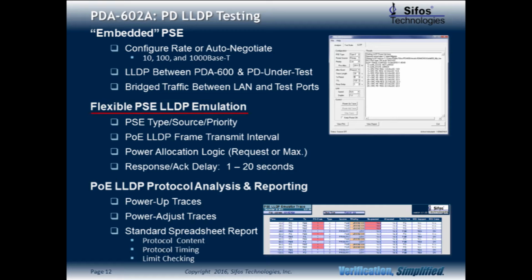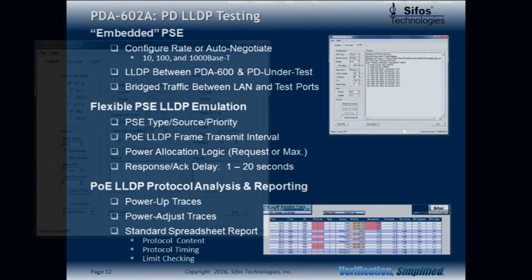The PDA600 can flexibly emulate different LLDP behaviors of PSEs, including control of protocol content and protocol timing. It can even emulate PSEs that are overly slow in responding to PD power requests. Like waveform traces and PD conformance tests, LLDP protocol analysis can be routed into colorful Excel reports that enunciate any protocol and timing violations on the part of the PD. LLDP protocol traces include power-up traces and power adjustment traces.